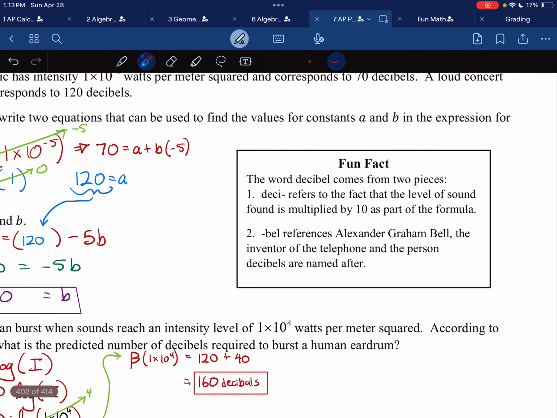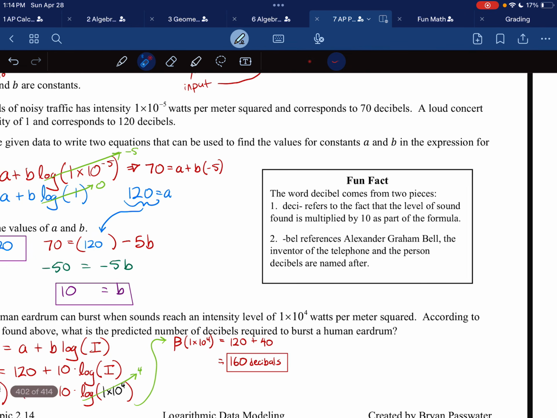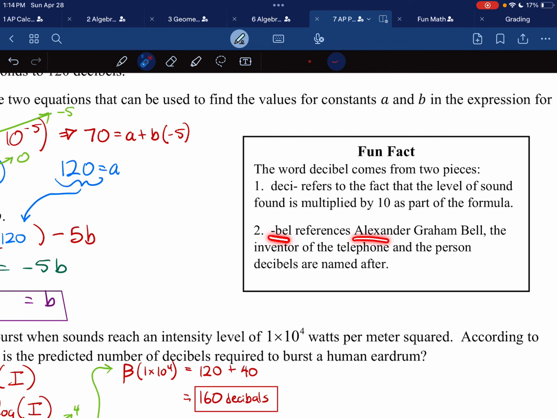I do want to read this fun fact, though, because I didn't see that. The word decibel comes from two pieces. Deci refers to the fact that the level of sound is multiplied by 10 as a part of the formula. Multiplying by 10 each time is the reason that we have log base, you guessed it, 10. And then Bell refers to Alexander Graham Bell, the inventor of the telephone. Decibels are named after the inventor of the telephone.